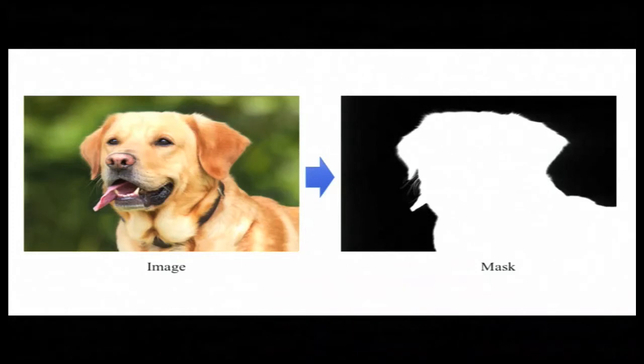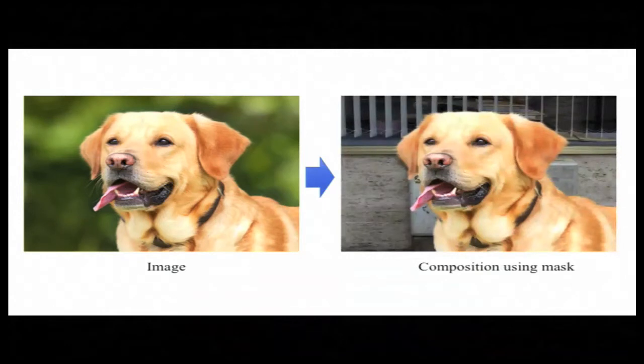However, it's usually not enough to just predict whether each pixel is foreground or background, because usually each pixel is a blend of the foreground colors and background colors. So we need to know how much is from the foreground and how much is from the background. This problem is called image matting, and this task is very useful for many applications.